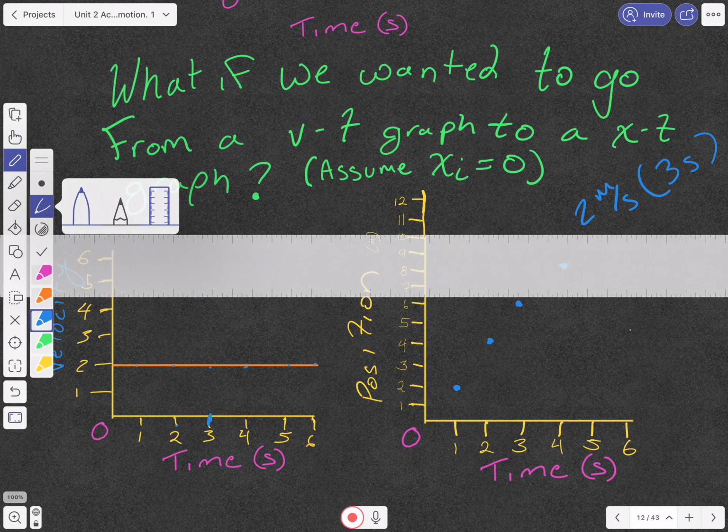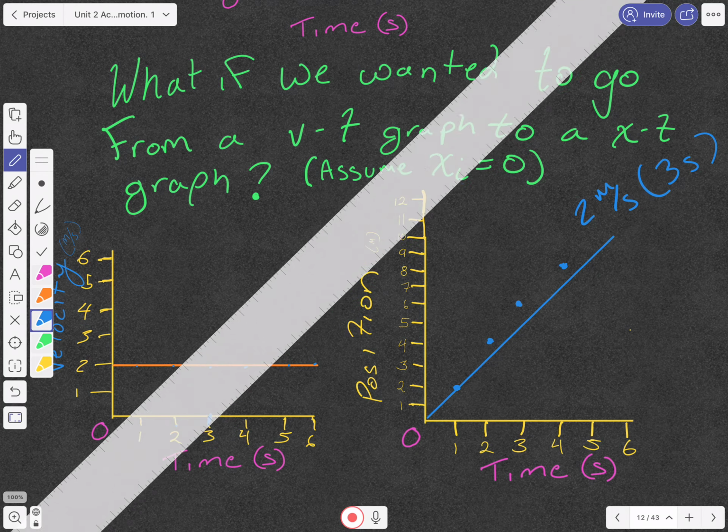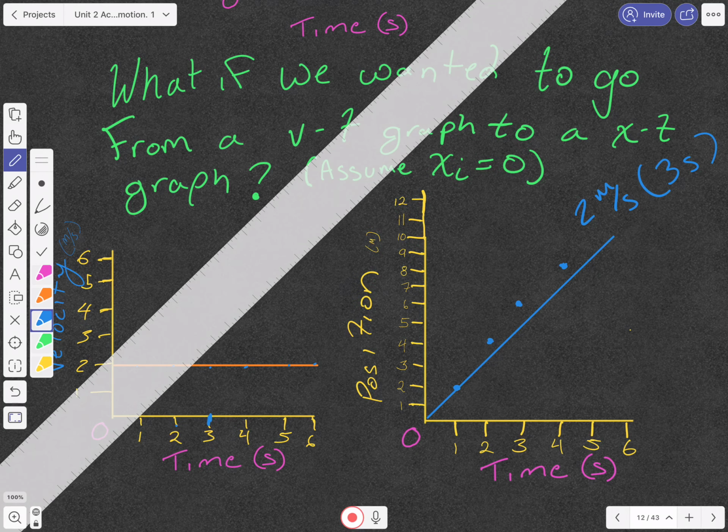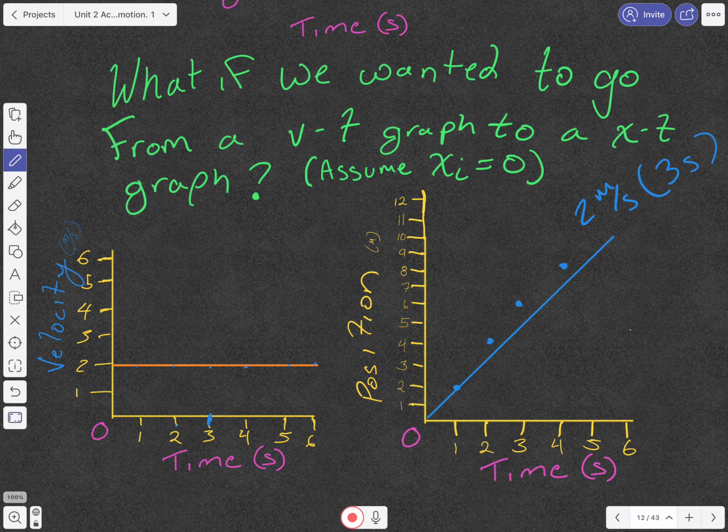And once again, I can take a ruler and get a rough best fit line for this. Again, as freehanding, I got this a little off. You have graphing paper if you're following along with the guided notes. So hopefully your line looks a little bit better than mine does.